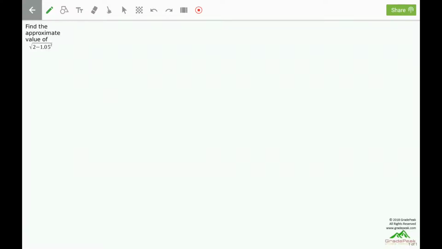Find the approximate value of the square root of 2 minus 1.05 squared. The first thing to do is to identify the x value that is being operated on. That will be the decimal number, x equals 1.05.